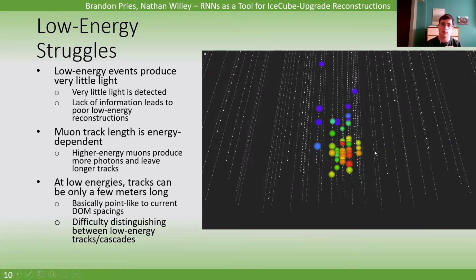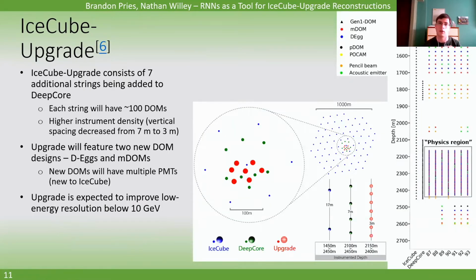So to deal with this problem, the solution is an upgrade. The IceCube upgrade consists of 7 additional strings that are being added to the DeepCore area of the detector. Each string is expected to have about 100 DOMs with a higher instrument density, where the vertical spacing is decreased from 7 meters in DeepCore down to 3 meters. The upgrade will feature 2 new DOM designs, the D-Eggs and the mDOMs. And the primary feature of these new DOMs is that they will have multiple PMTs, which is new to IceCube. And then the upgrade is expected to improve the low energy resolution below the lower limit of DeepCore, around 10 GeV.